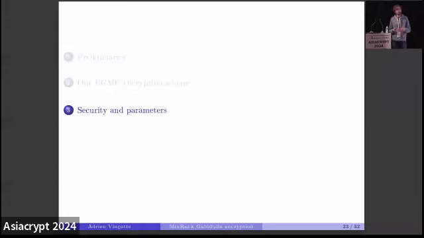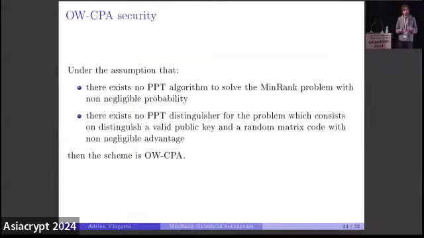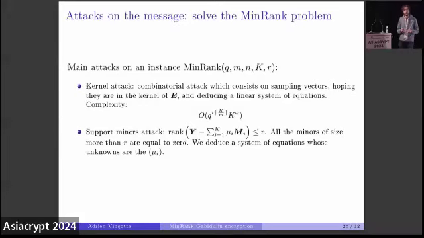So now I have presented you the scheme, and I will present the security of it. We claim our scheme is IND-CPA under the assumption that there exists no efficient algorithm to solve the MinRank problem, and no efficient algorithm to distinguish a random code from a valid public key. I will just recall the main attacks against MinRank. It's a problem which has been often studied, but I will just recall the main attacks.